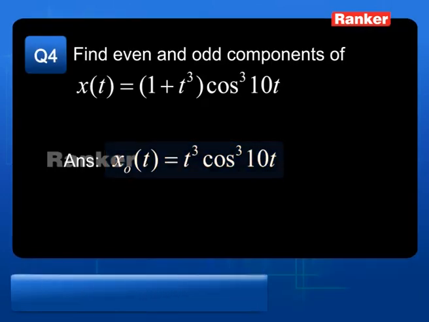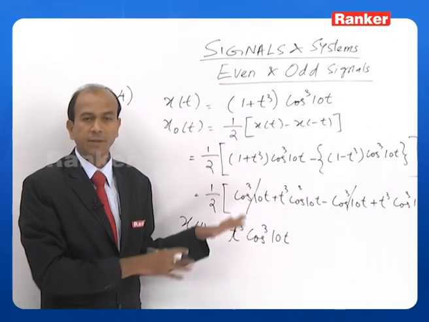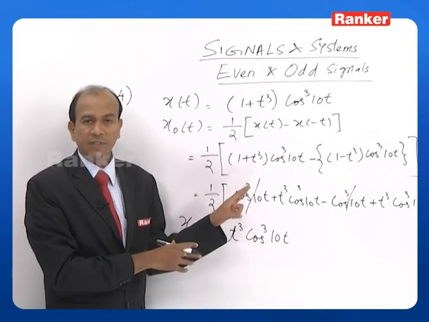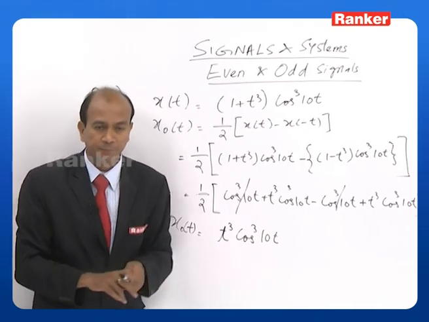So, we have also calculated the odd component. Earlier the even component was simply cos cube. Now, the odd component is t cube of cos. Okay. So, these are the two different signals. One is an even signal, the other an odd signal, which you got from the given signal.